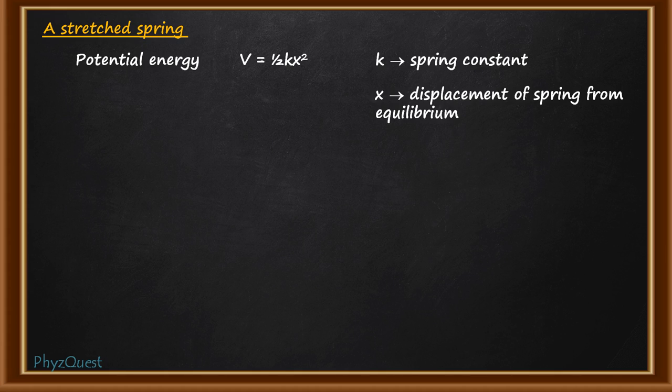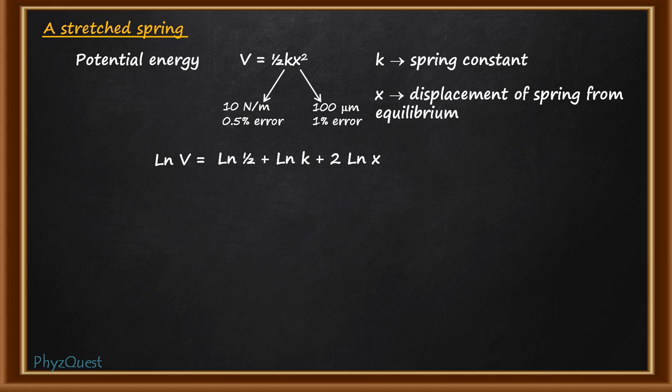Now a student measures the spring constant k as 10 Newton per meter with 0.5% error, and the displacement x as 100 micrometer with 1% error. Using these values we have to calculate the percentage error in V. We will follow the same procedure as followed previously. Here we have V equal to half k x square. First of all we will take ln of both the sides: ln V is equal to ln half plus ln k plus 2 ln x.